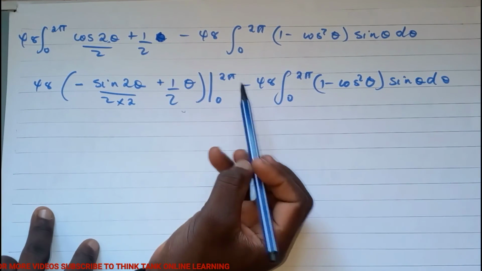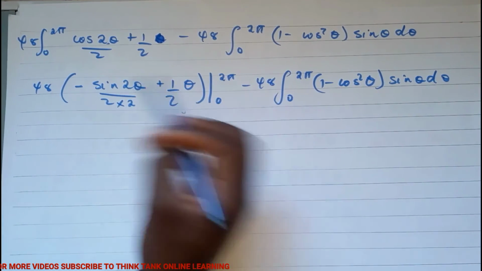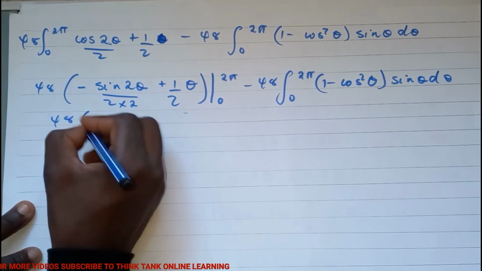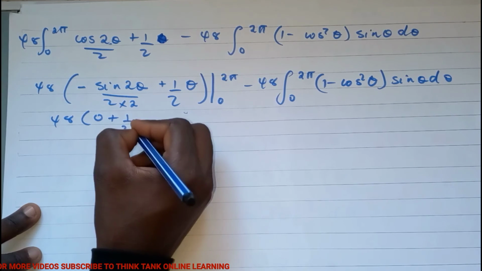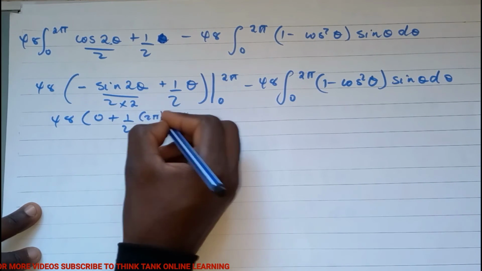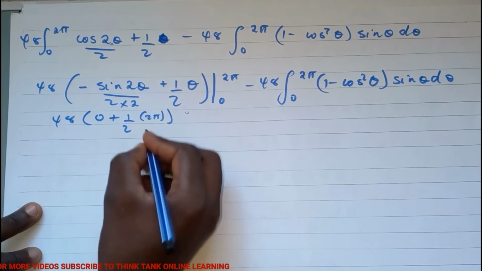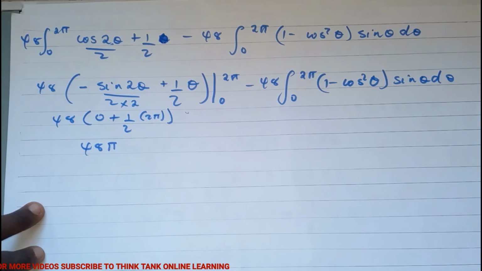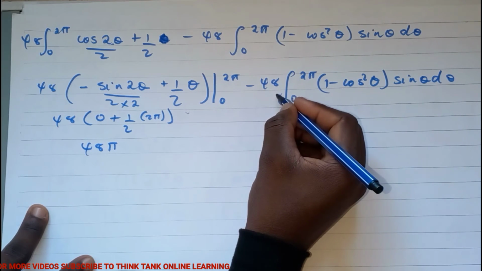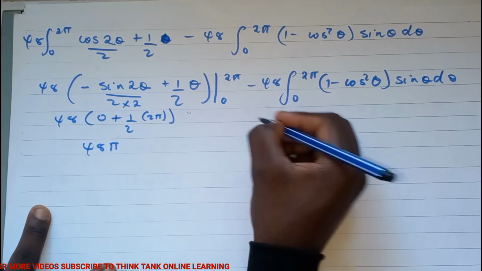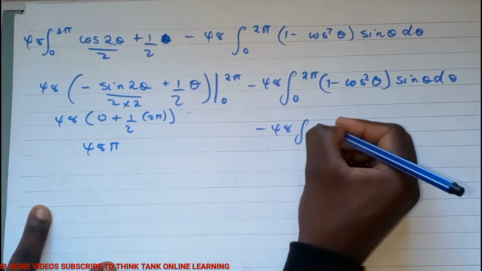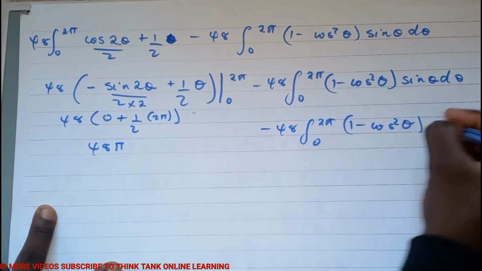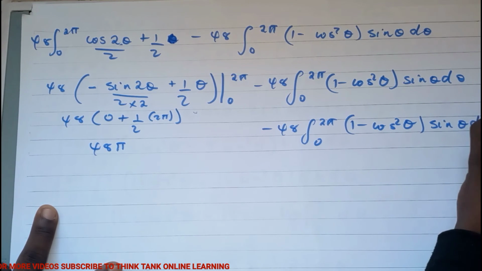If we say upper bound minus lower bound, you should remember that sine 2 pi equals 0, so sine 4 pi is equal to 0, and then sine 0 is equal to 0. So I'm going to have 48 times 0 plus 1/2 times 2 pi, and this is equal to 48 pi. And for this part, we have negative 48 integral from 0 to 2 pi of 1 minus cos squared theta times sine theta d theta.